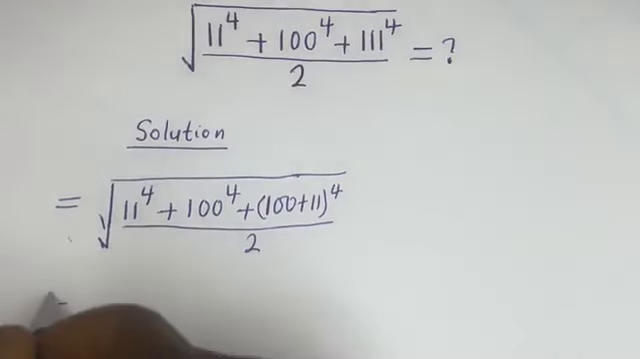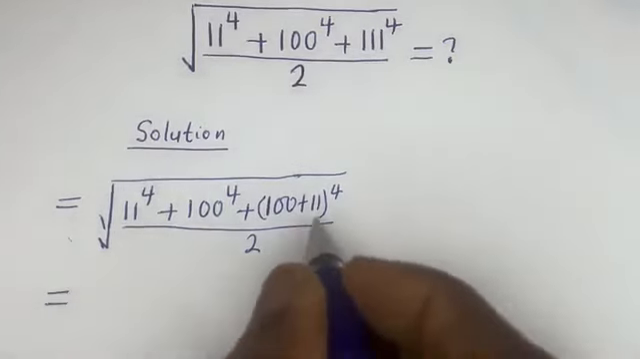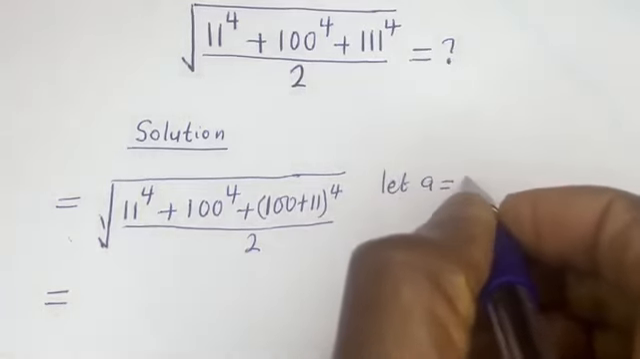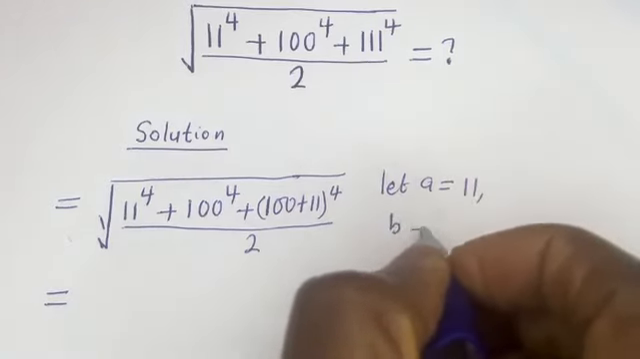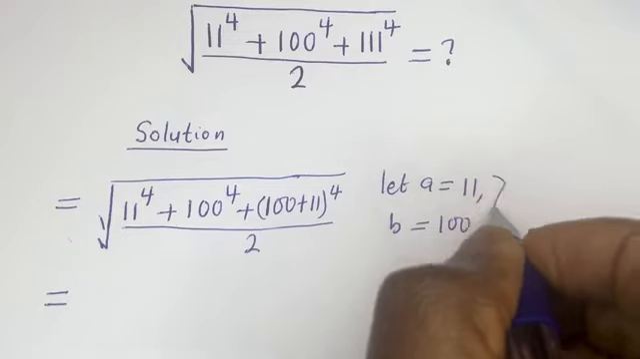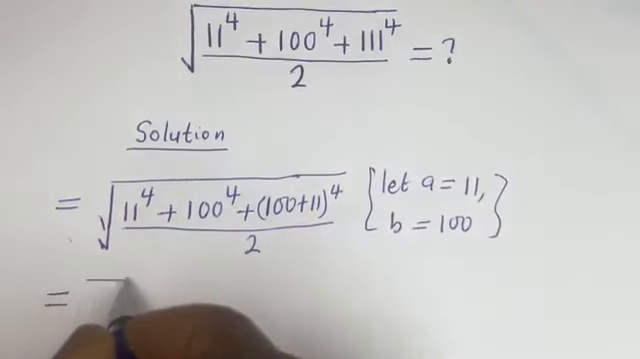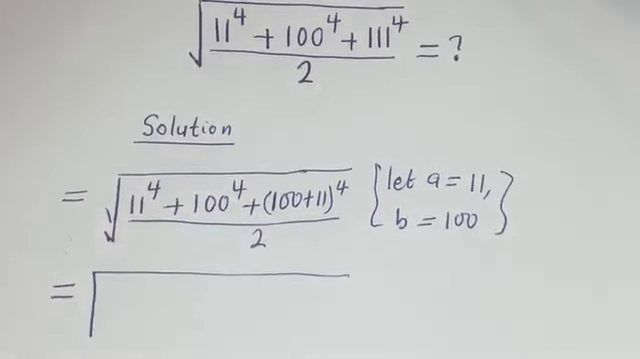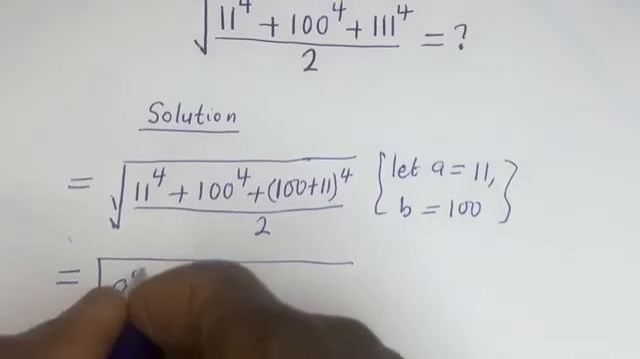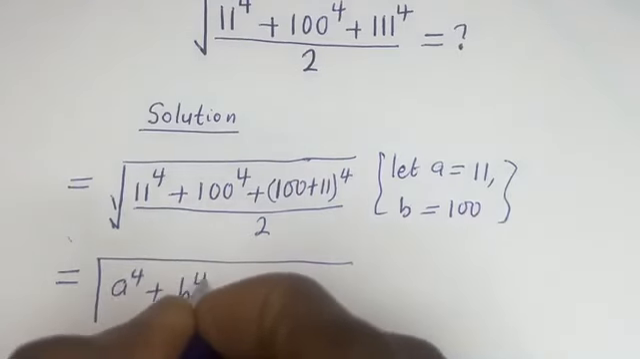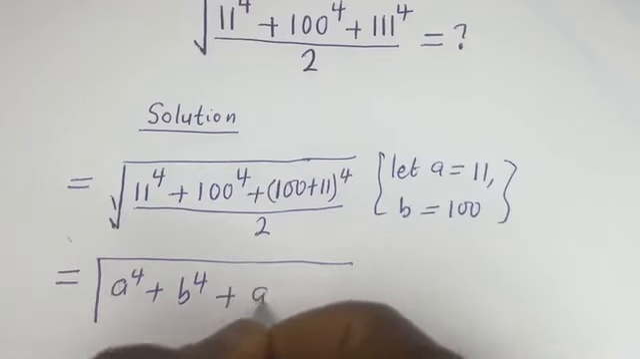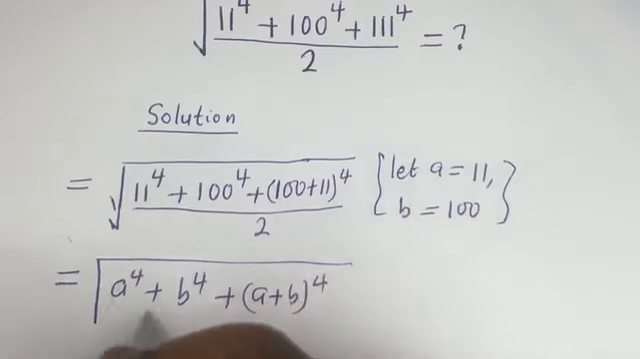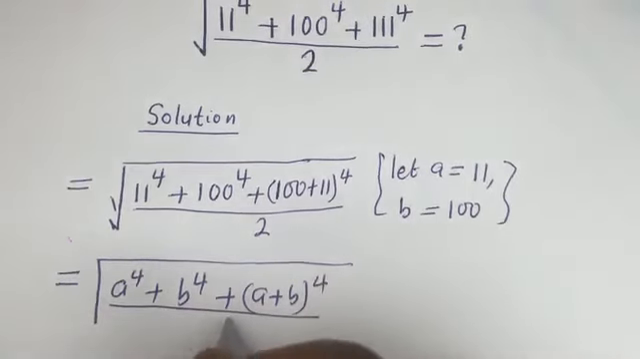And this is equal to, from here, let A be equal to 11 and B be equal to 100. Then we have square root of A to the power of 4 plus B to the power of 4 plus A plus B all to the power of 4, then divided by 2.